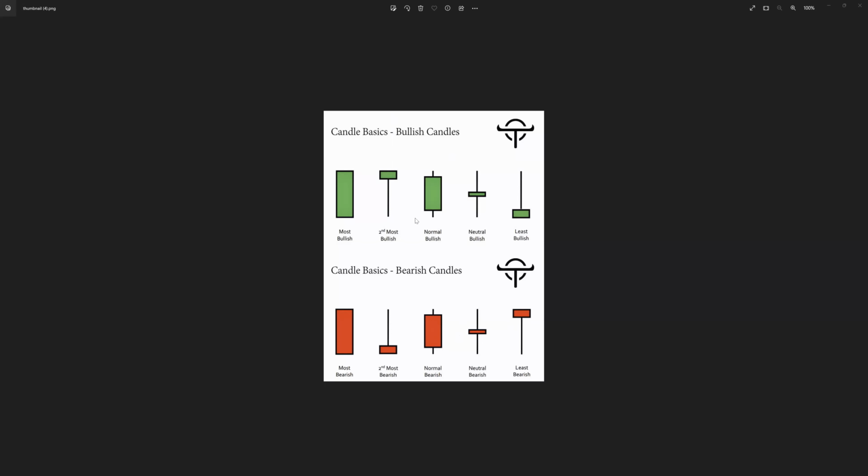And again, this is just basic pattern structure. It does not always mean that when you get this second most bullish candle that the market won't go the other way. But for the most part, these are pretty consistent. Any questions on candlesticks?